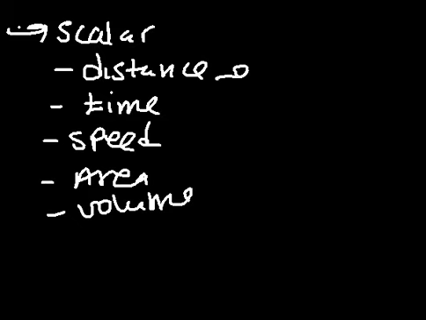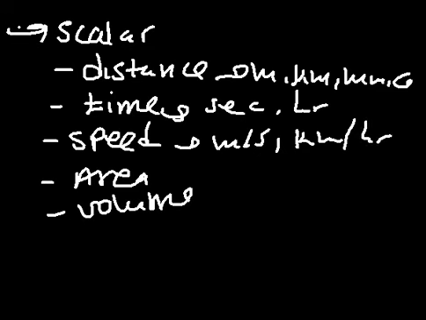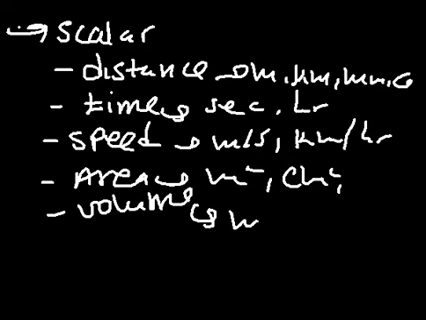The unit for distance is given in meters, can be in kilometers, millimeters, and even centimeters as well. Time is given in seconds, can be in hours. And speed is given in meters per second, and it can be kilometers per hour, and what have you. Area is given in meter square, and volume is given in meter cube, centimeter cube, millimeter cube.